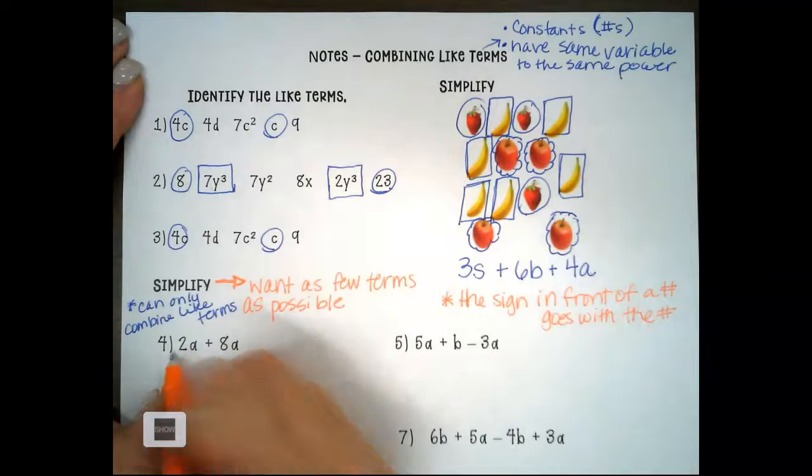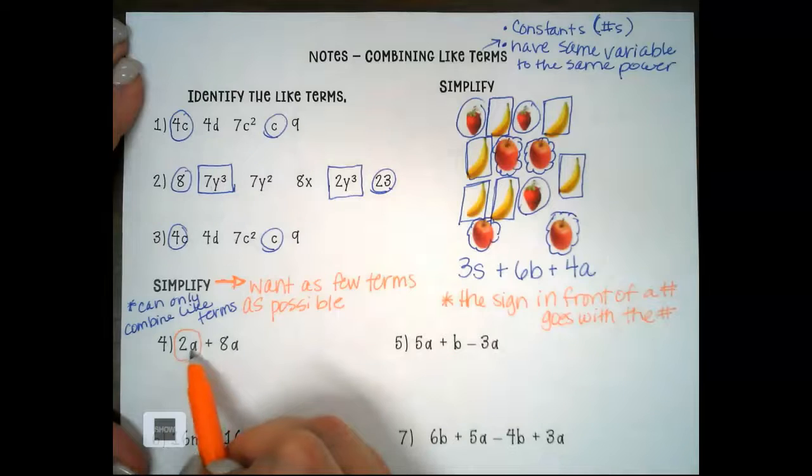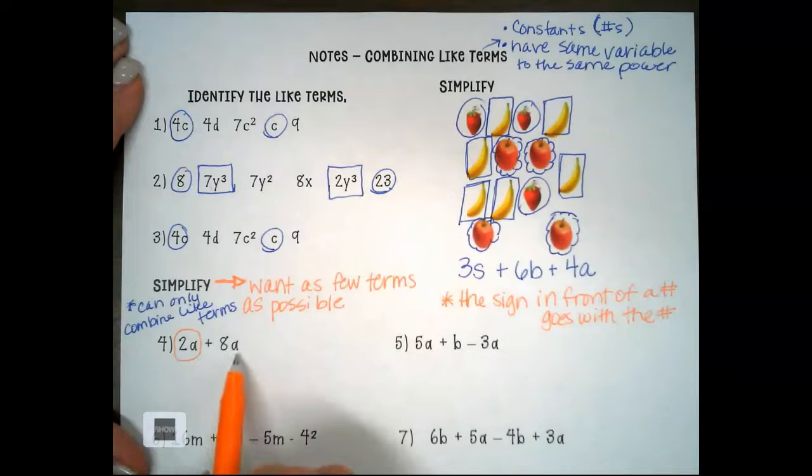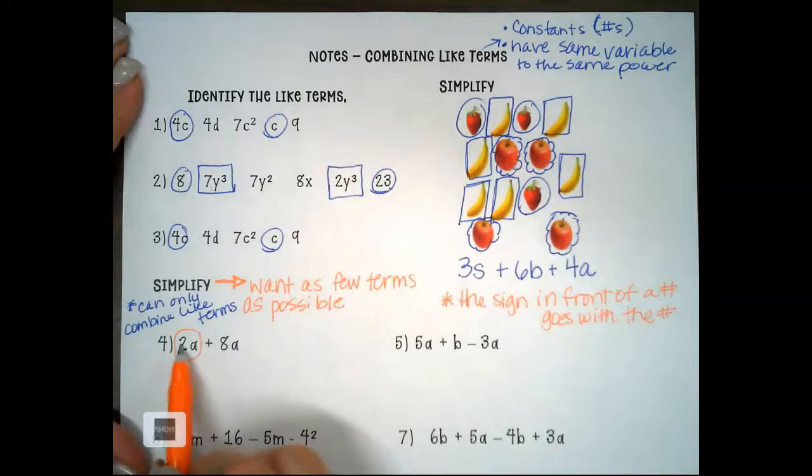I always circle the first one. I don't know why I like circles first, but I do. So I'm going to circle my first term. These are A's. And then I look at the next term. Are these A's? Yes, they're to the same exponent because they don't have one. You don't need to worry about the coefficient until you actually try to put them together. Remember, the coefficients do not determine whether they're like terms.